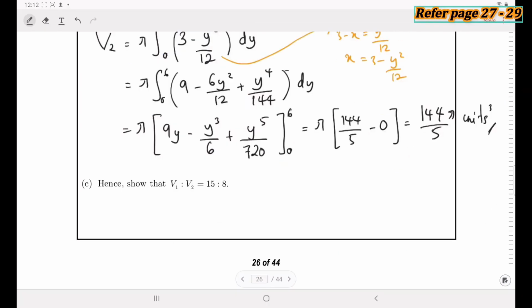Okay, the last question, part C. Hence show that the ratio of volume 1 to volume 2 must be equal to 15 to 8. So V1, V2. What do we get for V1? Just now we got 55 pi, and then V2 is 144 over 5. So when we simplify the two of them, we get, as stated, 15 to 8, as required by the question.